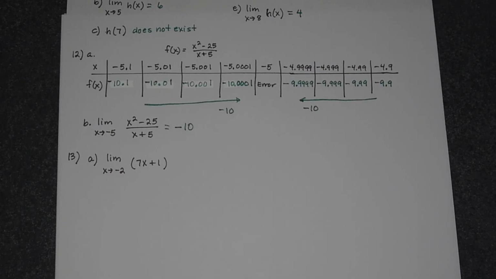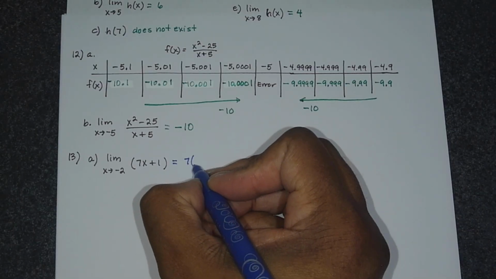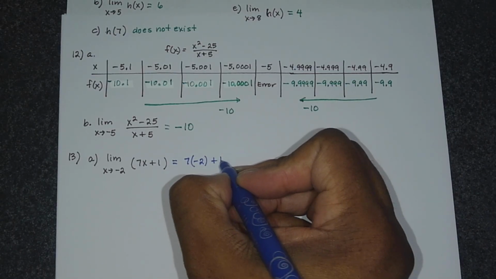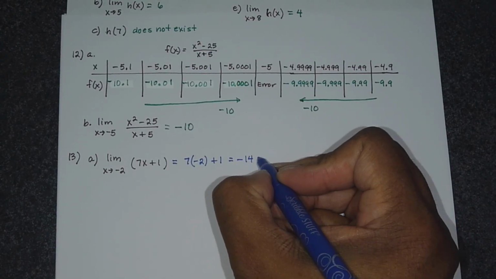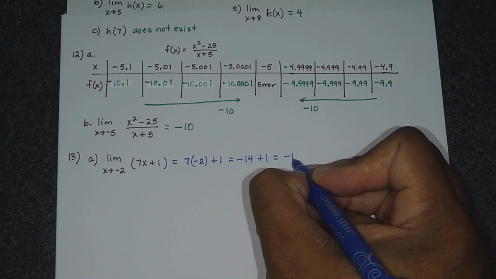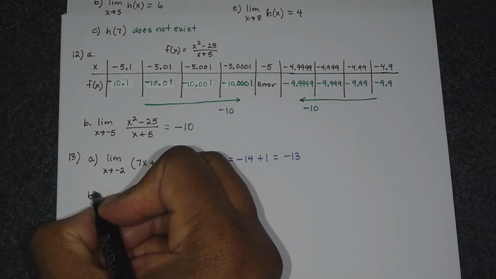In this case, for the limit as x approaches negative 2 of 7x plus 1, we can just use direct substitution by just replacing the x with that negative 2. So it'll be 7 times negative 2 plus 1. And then 7 times negative 2, that's negative 14. What's negative 14 plus 1? Negative 13. That one was simple. Questions on part A.